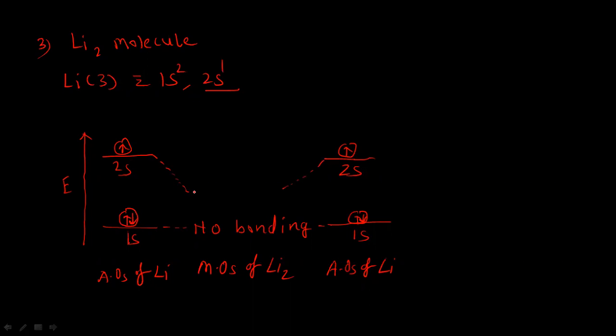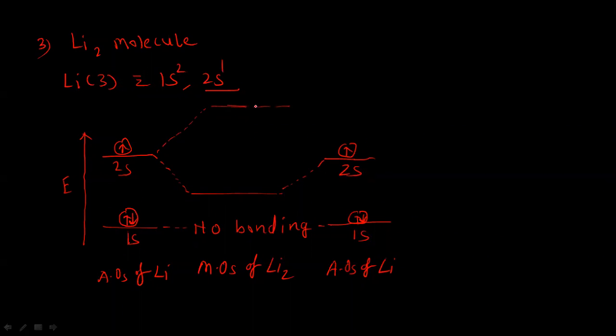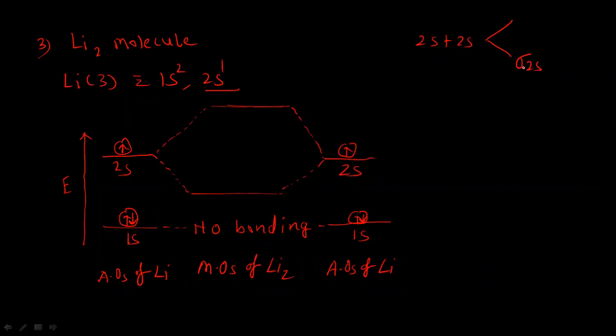And there is a formation of one bonding molecular orbital and one anti-bonding molecular orbital. So 2s can overlap with 2s, and it will give two molecular orbitals. One is the sigma 2s bonding molecular orbital and the other is the sigma star 2s antibonding molecular orbital. So give the designation to these: sigma 2s bonding molecular orbital and sigma star 2s antibonding molecular orbital.